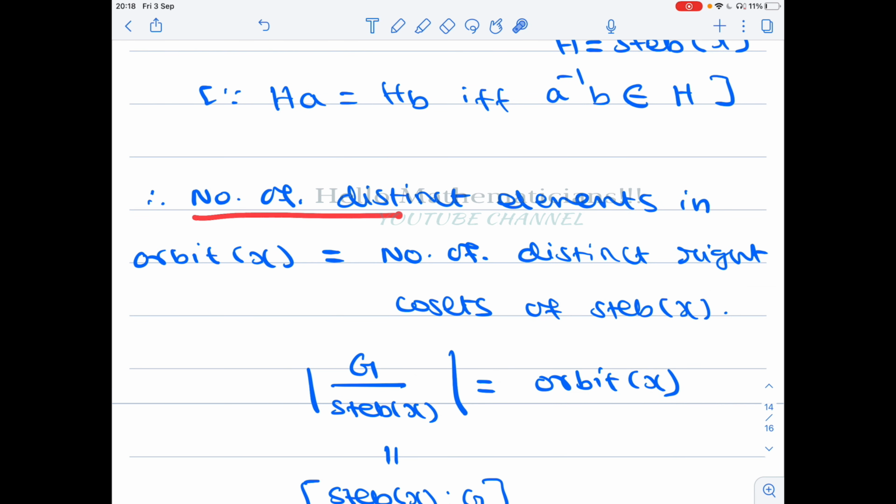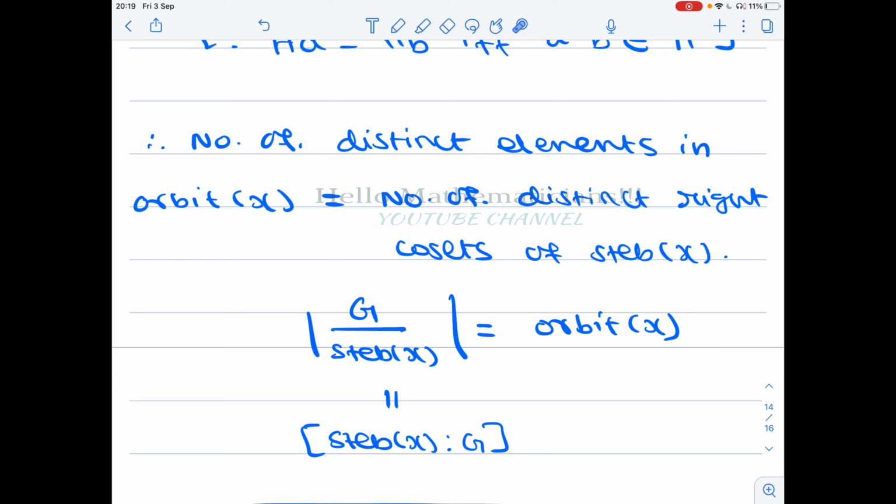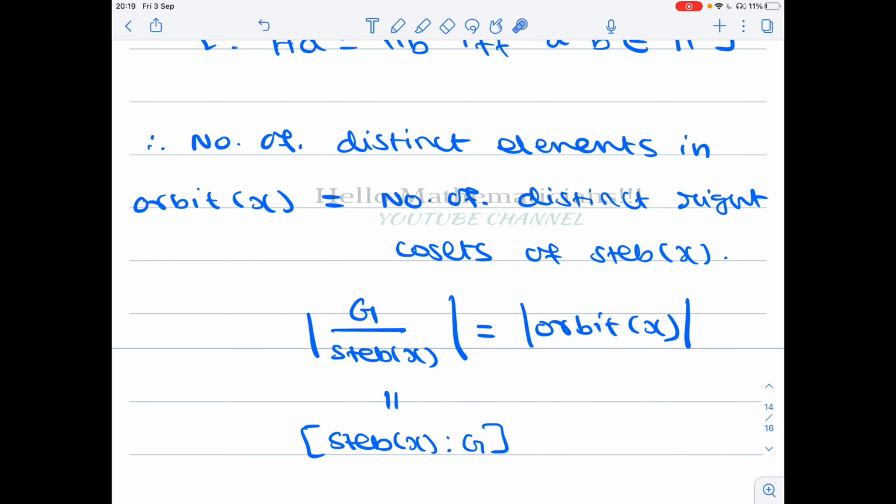Therefore, the number of distinct elements in the orbit of x equals the number of distinct right cosets of the stabilizer. That set is denoted by G by stabilizer of x. Therefore, the cardinality of G by stabilizer of x equals the cardinality of the orbit of x. In particular, when G is finite, this is equal to the cardinality of G divided by the cardinality of the stabilizer of x. In general, the index of the stabilizer in G is equal to the cardinality of the orbit. So that is the final result. This is the orbit stabilizer theorem that we want to prove.